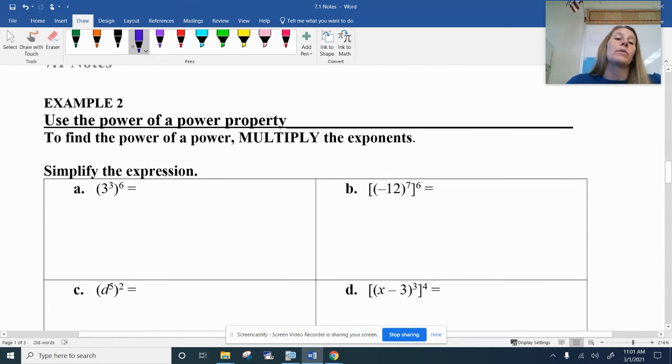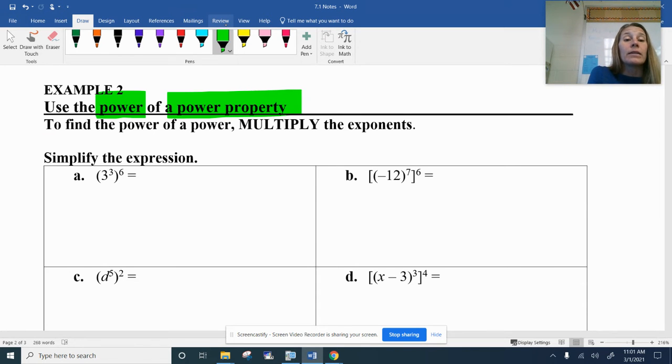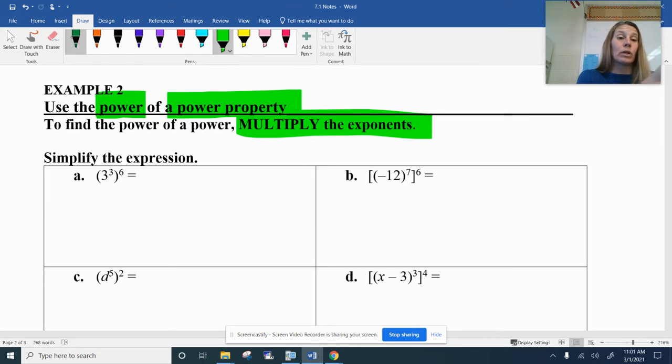The second property we're going to go over now is the power of a power property. In this case, to find the power being raised to another power, we're going to multiply the exponents. So for example, if this is 3 to the 3rd power here, raised to the 6th. Let me do a smaller example so I can write it out.